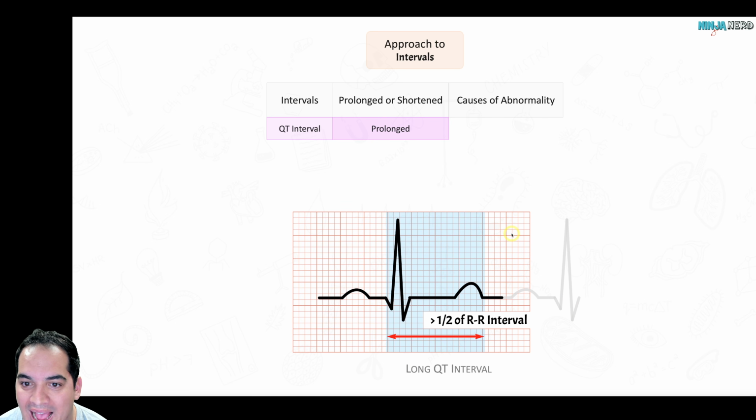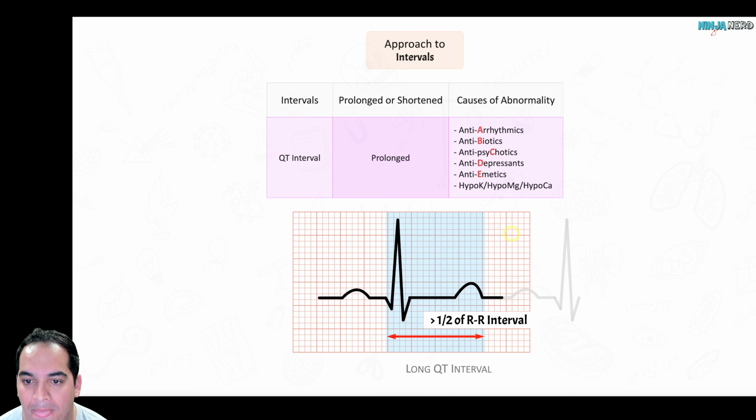The causes you have to be thinking about here include drugs such as antiarrhythmics like amiodarone, ibutilide, antibiotics such as macrolides, antipsychotics like haloperidol, quetiapine, antidepressants such as SSRIs and TCAs, antiemetics like ondansetron or compazine, and here are the big ones, baby: hypokalemia, hypomagnesemia, and hypocalcemia. These can all prolong the QT, increasing the risk of torsades de pointes.